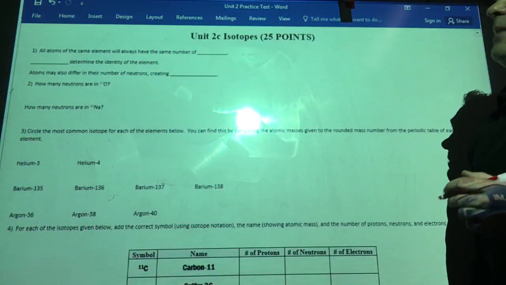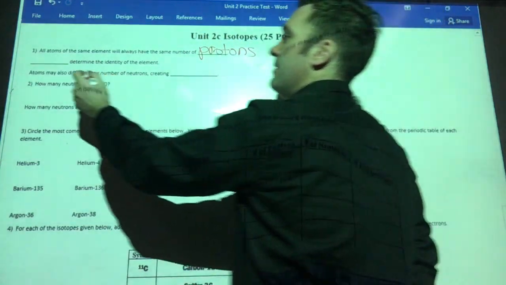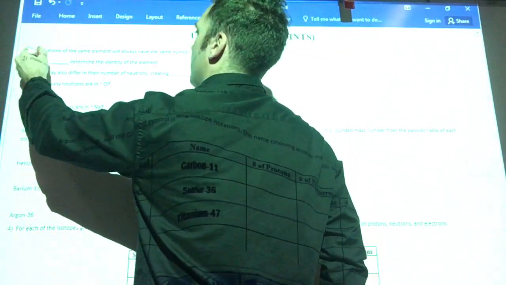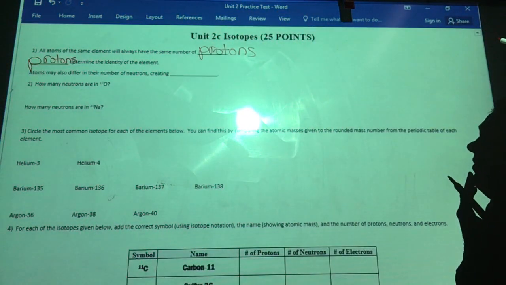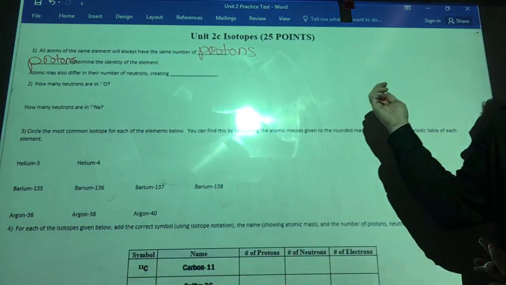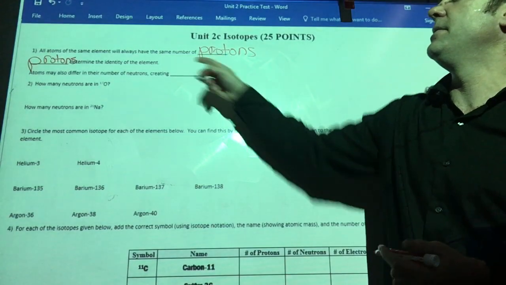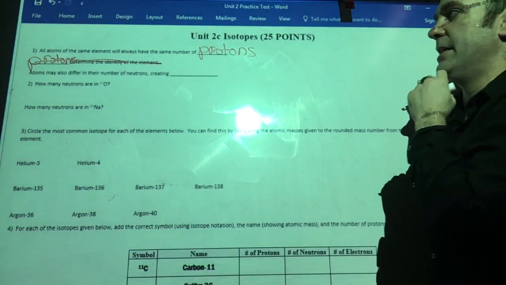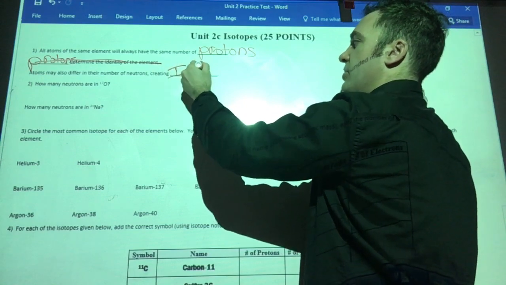Okay, all atoms of the same element will have the same amount of protons, and blank determine the identity. Protons. All atoms of the same element will have the same number of protons. So I'm going to rewrite that, so just forget about this question here. All atoms of the same element will always have the same amount of protons. Atoms may differ in number of neutrons, creating an isotope.